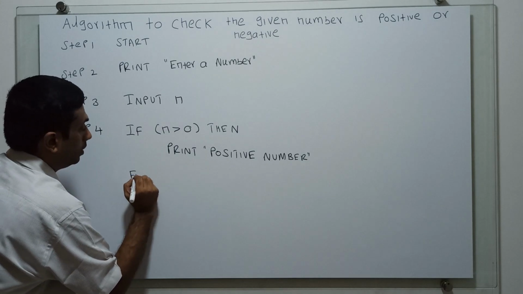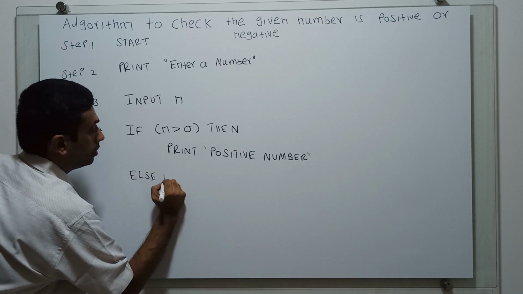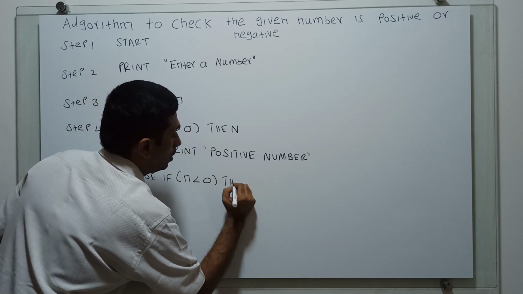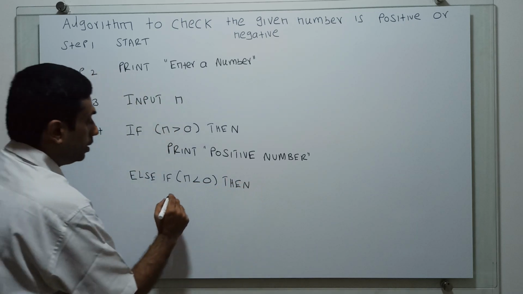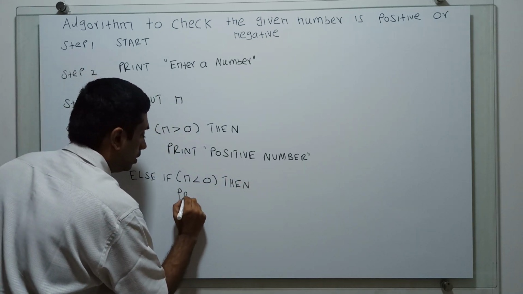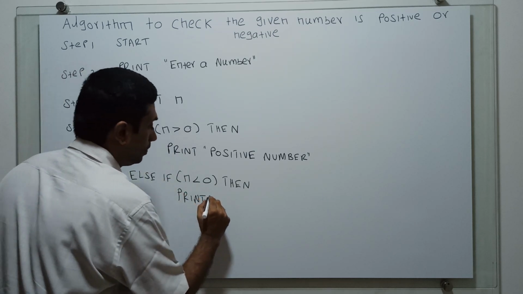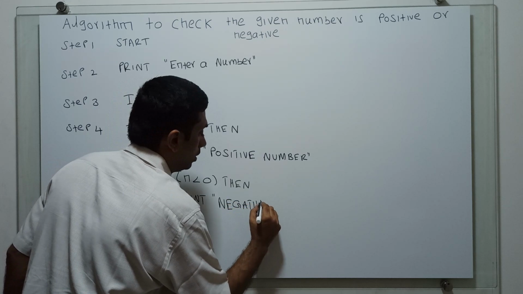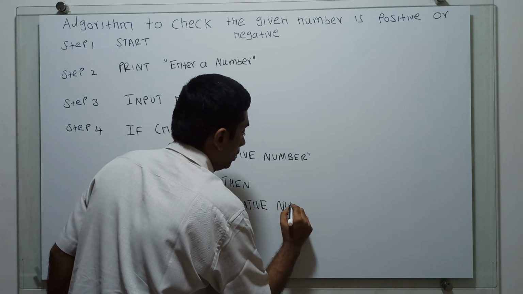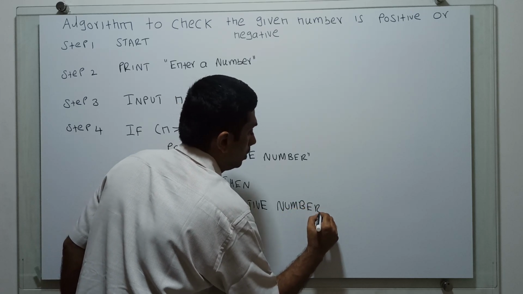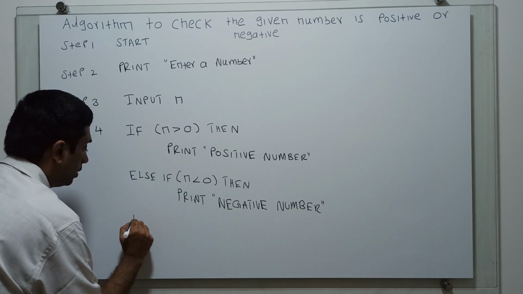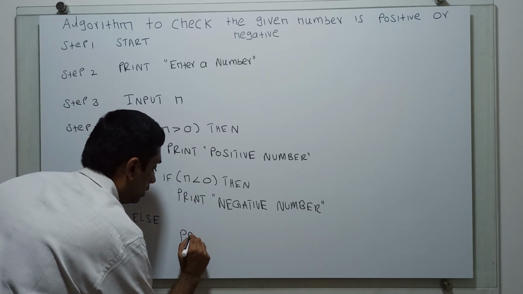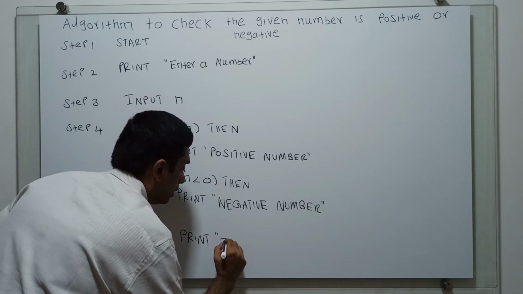Else if n less than 0, then print negative number. Else print 0.